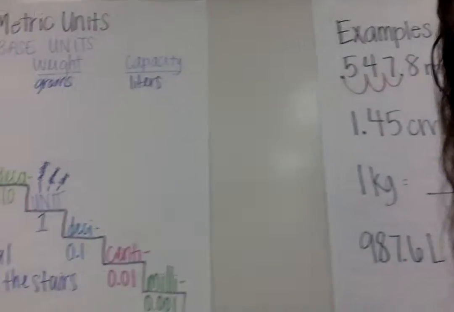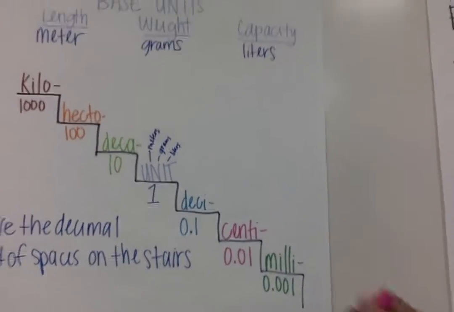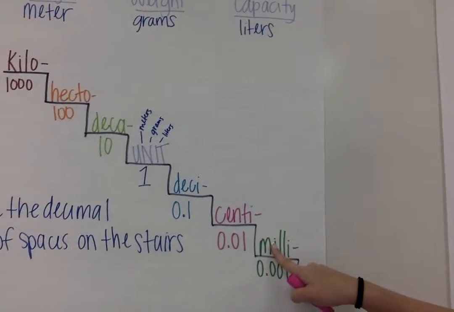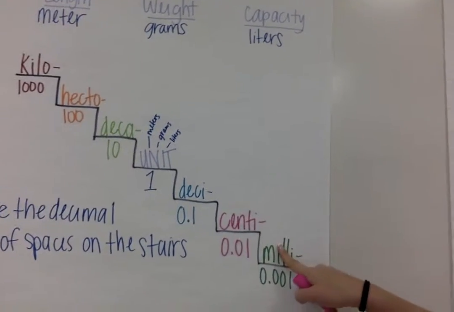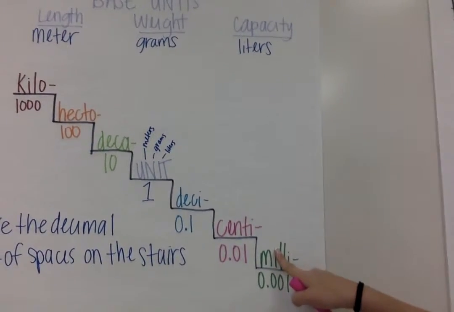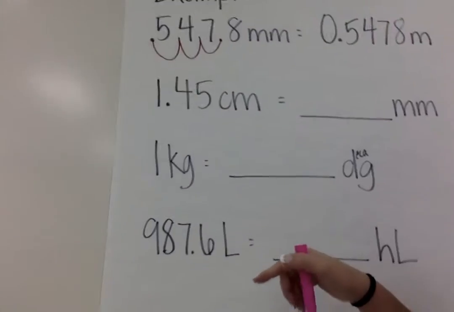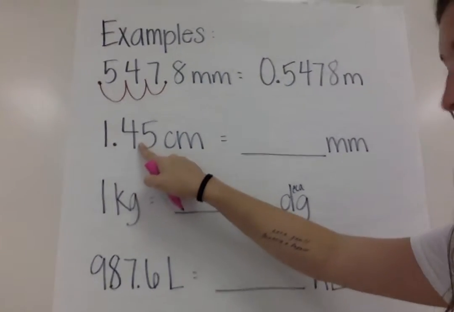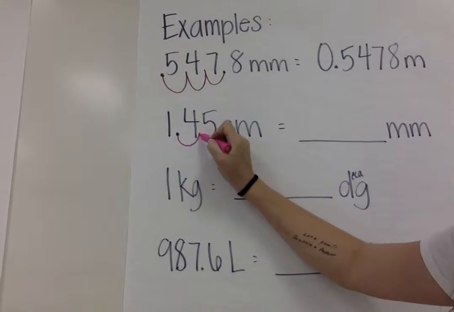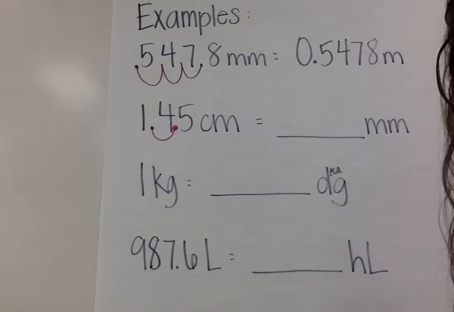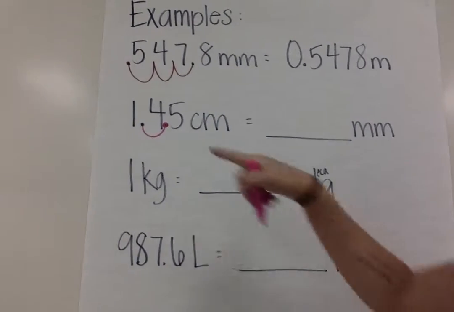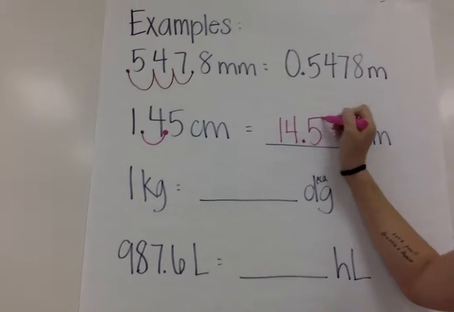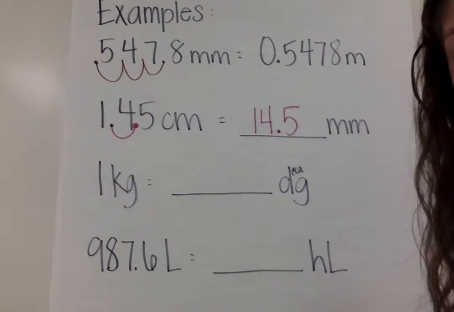Well, if I look back over here at my chart, I notice that if I'm going from centimeters to millimeters, I have to go to the right. I only jump one step down, so I've got to come over here and take this decimal point and move it one step to the right. When I do that, my new decimal point goes in between the 4 and the 5. Therefore, 1 and 4,500 centimeters is equal to 14 and 5/10 millimeters.